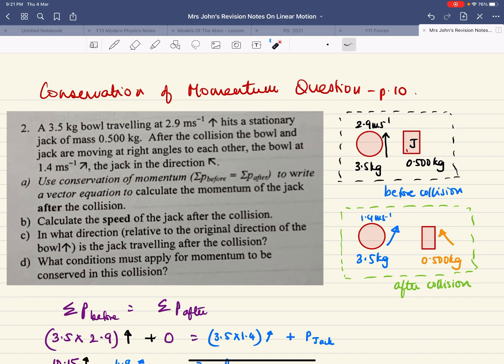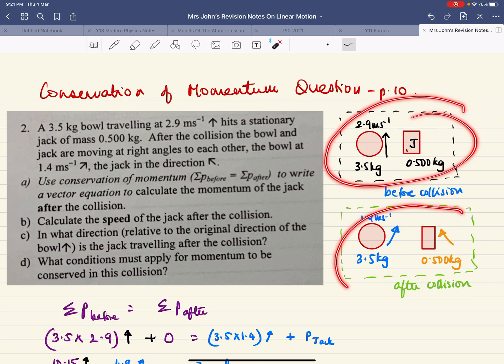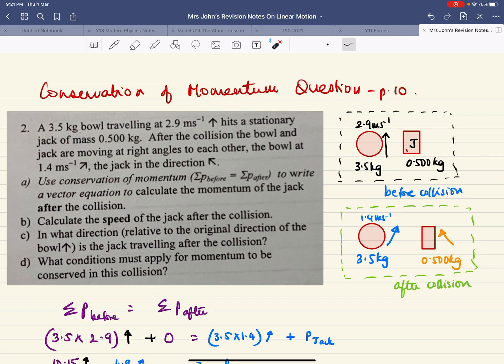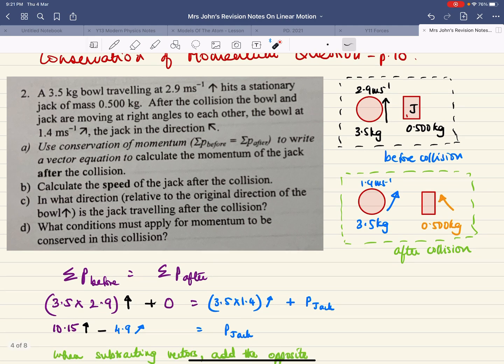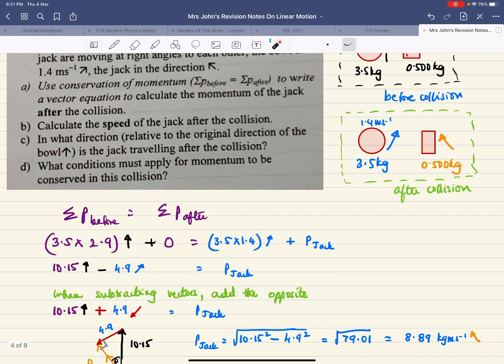Okay, and then after collision, they're both moving at right angles to each other. So this is the after collision diagram. According to conservation of momentum, the total momentum before collision equals the total momentum after collision. Before collision, only the bowl is moving, so the total momentum is the momentum of the bowl, and the direction of the total momentum at the start is the arrow pointing vertically up, in that direction.